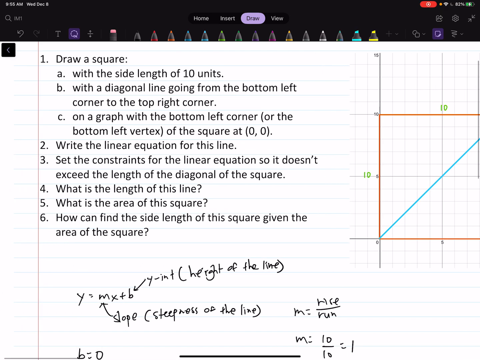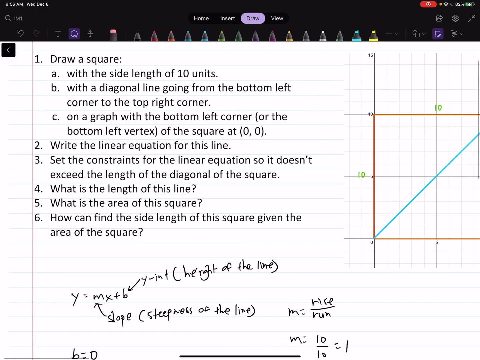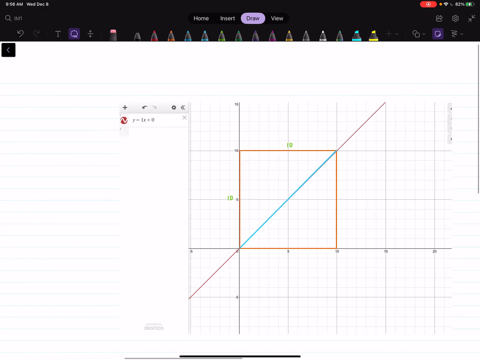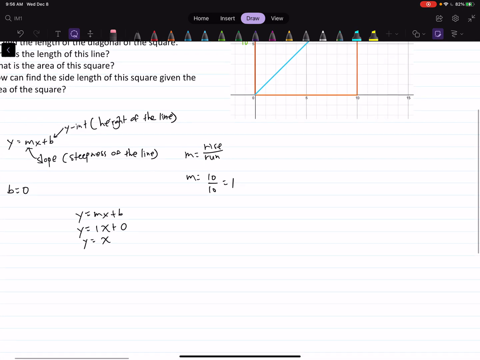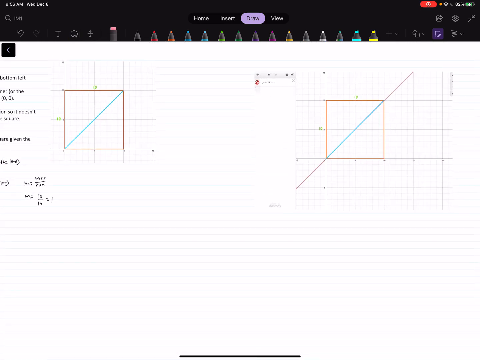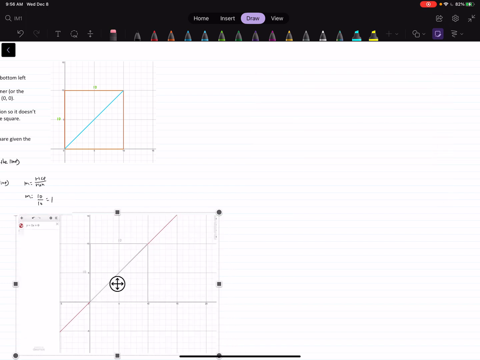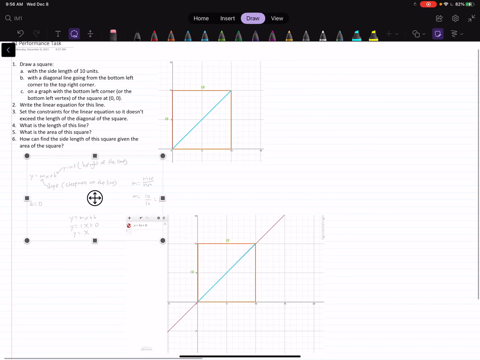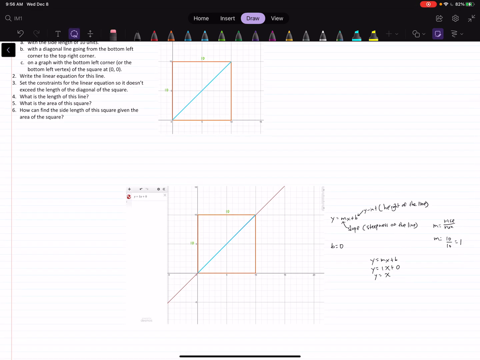Right? So let's go back to what my question was. Write the linear equation for this line. So my equation for this line was y is equal to 1x plus 0, which is what we got here. So I'm going to bring this over here. So we have the answer for number 2. Bring all this stuff to the right. So that is number 2.